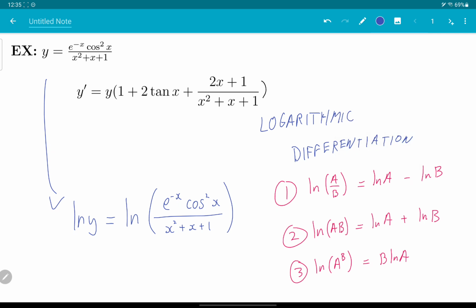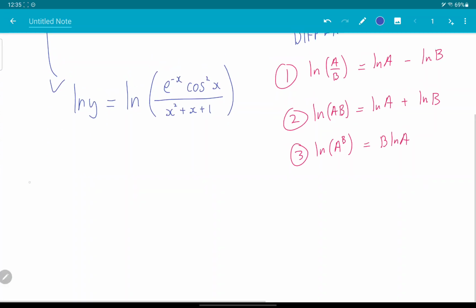Okay, we're going to use these rules to simplify this rectangle. And then we will do differentiation. So first we use our logs to simplify, then we do derivatives.